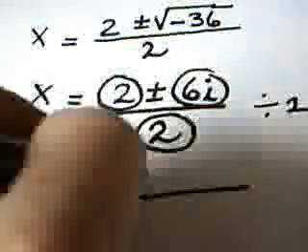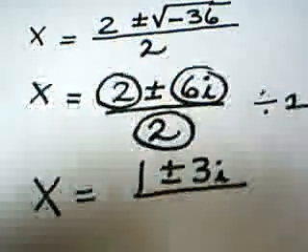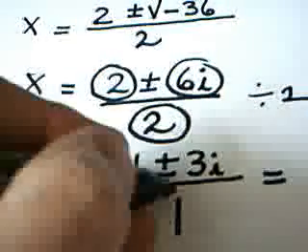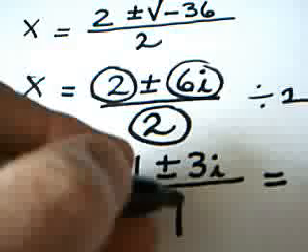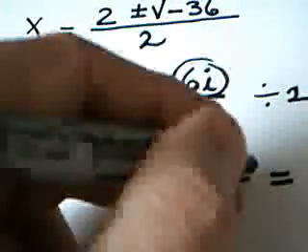2 divided by 2 I hope is 1. Plus or minus 6i divided by 2 is 3i. 2 divided by 2 is 1. Now, you don't have to show this 1 on the bottom. That's kind of silly, but I put it for emphasis. This one is not silly because it's a completely separate term from the 3i. So our answers are 1 plus or minus 3i.